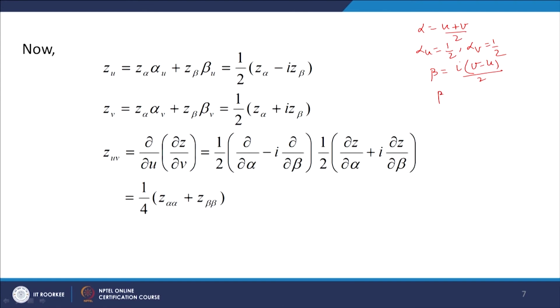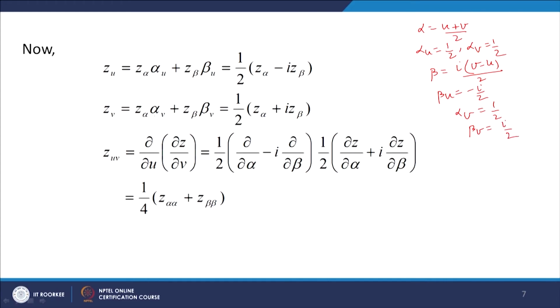So beta U is equal to minus i by 2, and therefore what we have here is 1 by 2 times (z alpha minus i z beta). Alpha V is equal to half and beta V equal to i by 2.